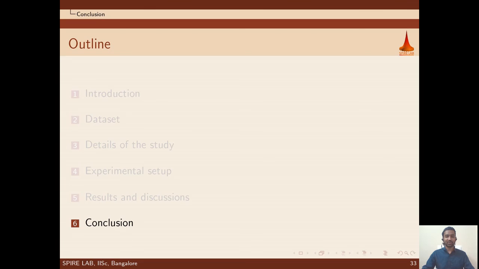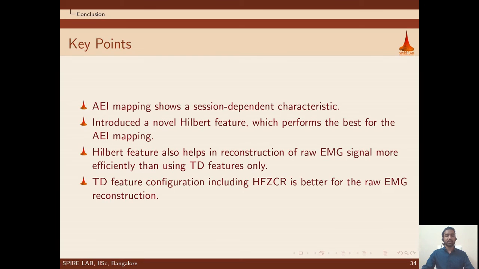Now coming to the conclusion. So a few of the key points in this work. Aei mapping shows a session dependent characteristic as the subject UK2 is found to be performing better than the subject UK1 for almost all the feature extraction methods. We introduced a novel Hilbert feature which performs the best for the Aei mapping, and this Hilbert feature also helps in the raw EMG reconstruction more efficiently rather than just using the TD features.